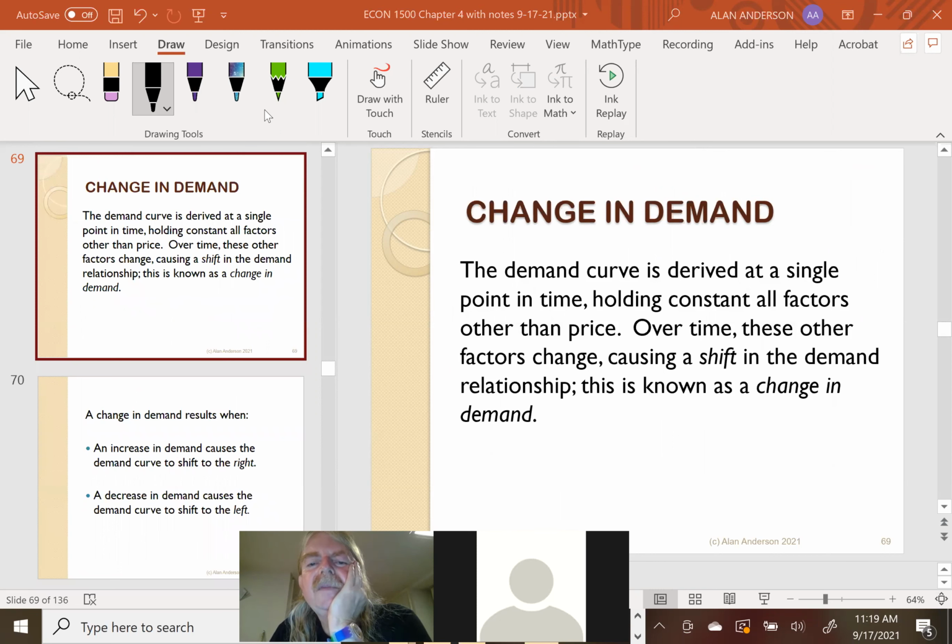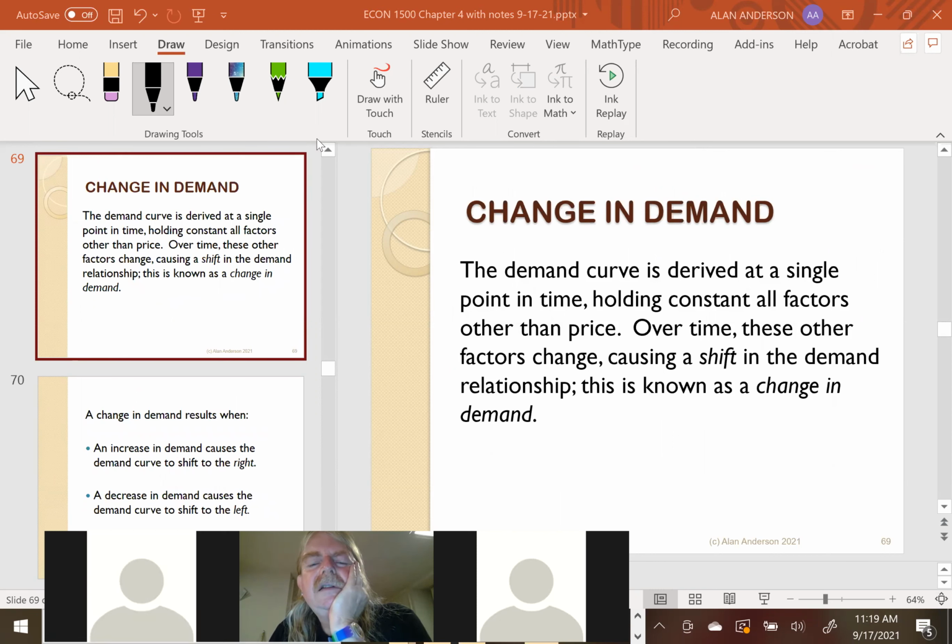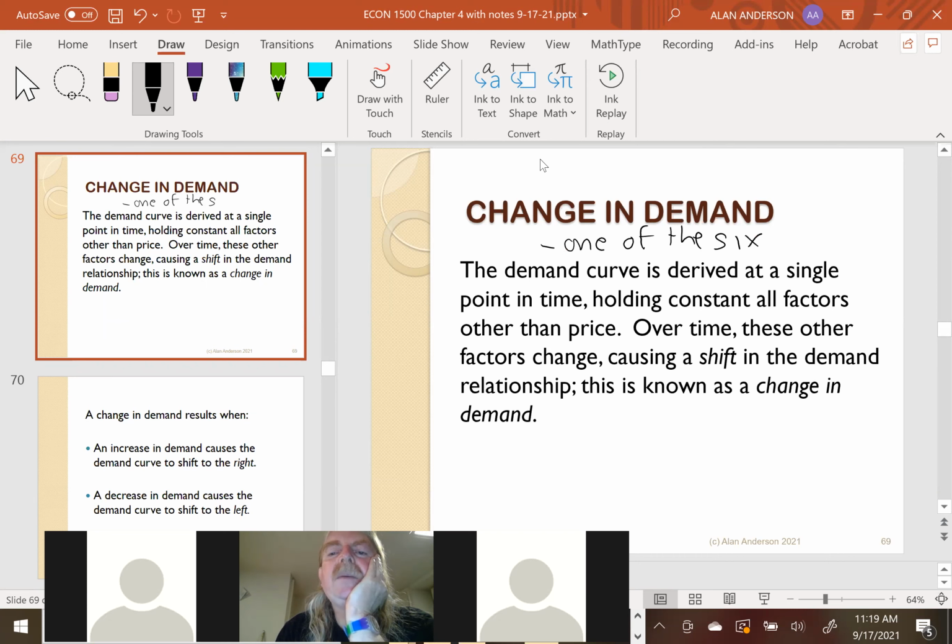So are you saying that the reason why it's called a change in demand is because the buying plans changed? Yes, this is a result of one of the 6 factors having changed. For example, tastes. So there's something different now about our desire to buy this product. Like I said, organic foods, let's say.